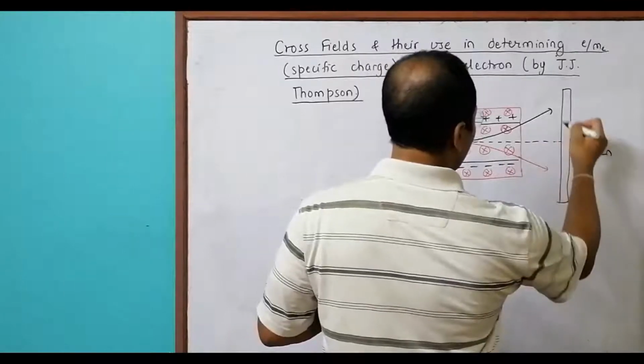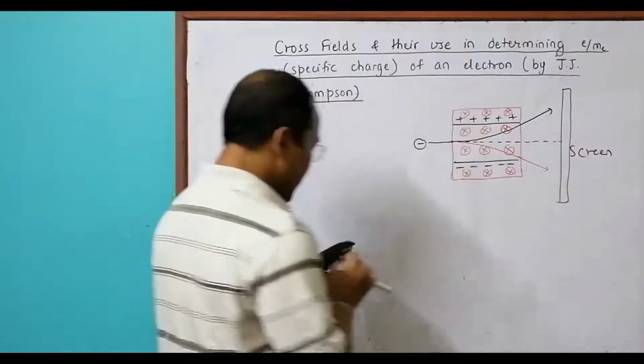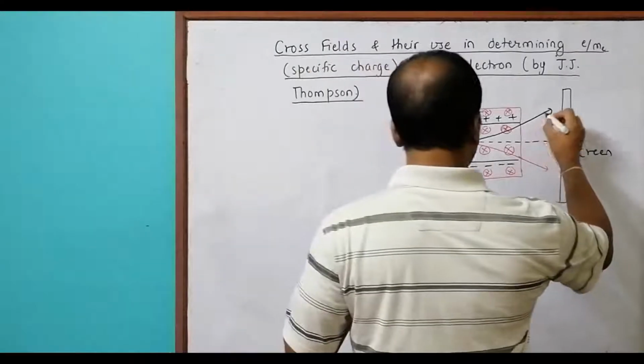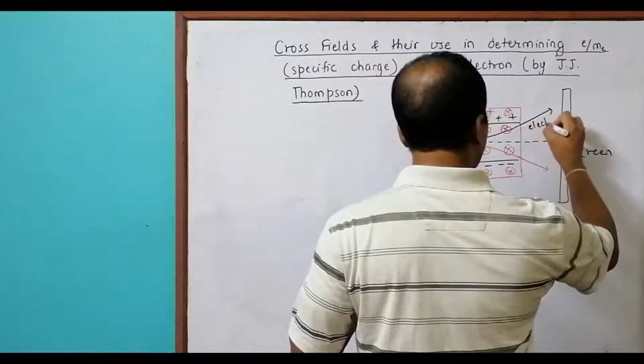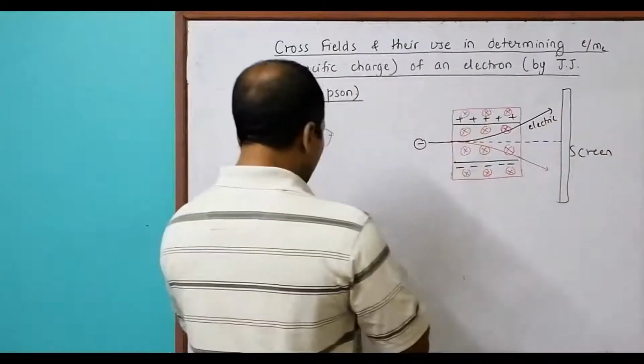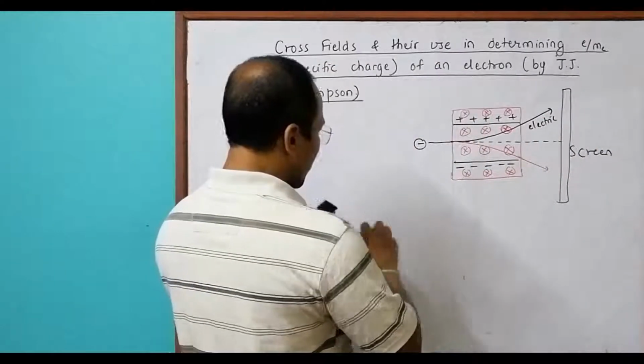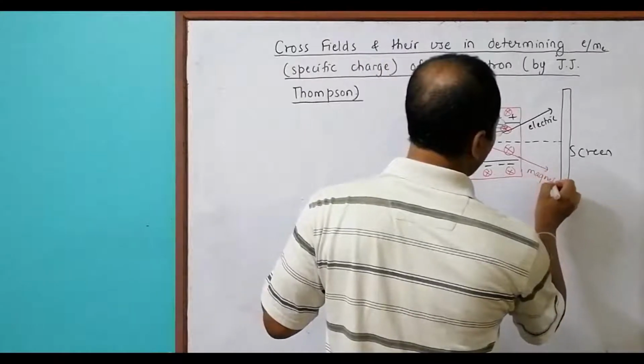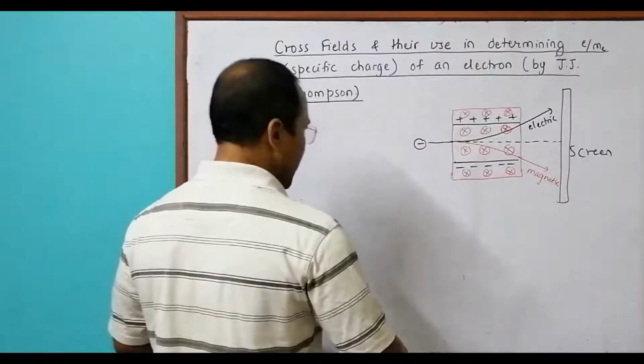So the distance here will record the deflections. This deflection is due to the electric field, and this lower deflection is due to the magnetic field. So Thomson did such an arrangement.